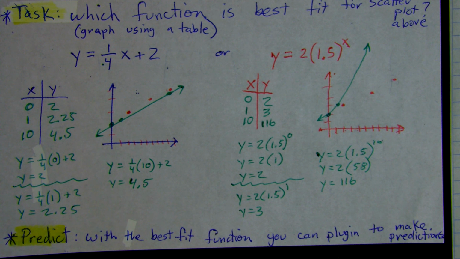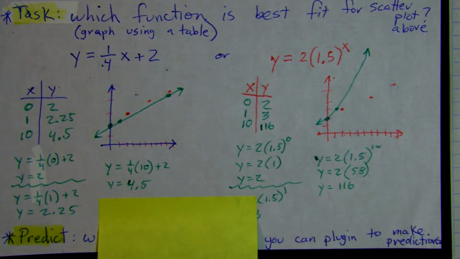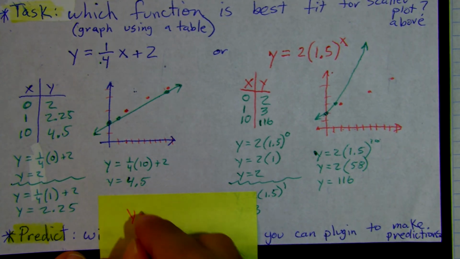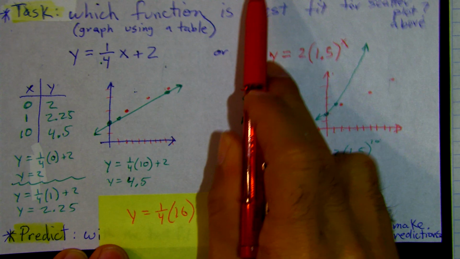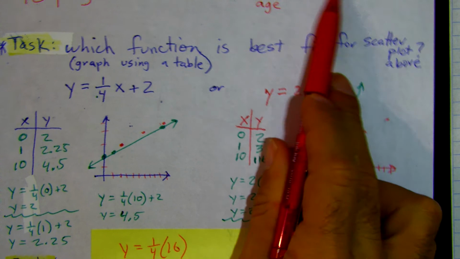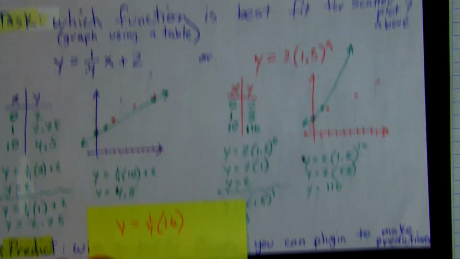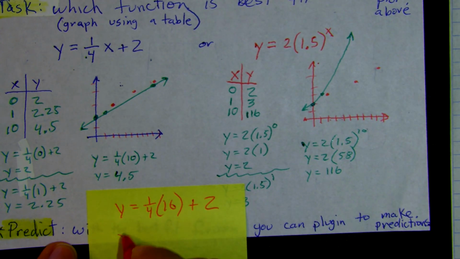So if my question was, how tall are they when they're 16? All I need to do is take the function that I know is my best fit and put in 16 for x, because x values were our age. We put age as our x values. So I'm going to do 1/4 times 16 plus 2. 1/4 of 16 is 4, plus 2. So y equals 6 feet. They're growing pretty quick. When they're 16, they're going to be 6 feet tall.